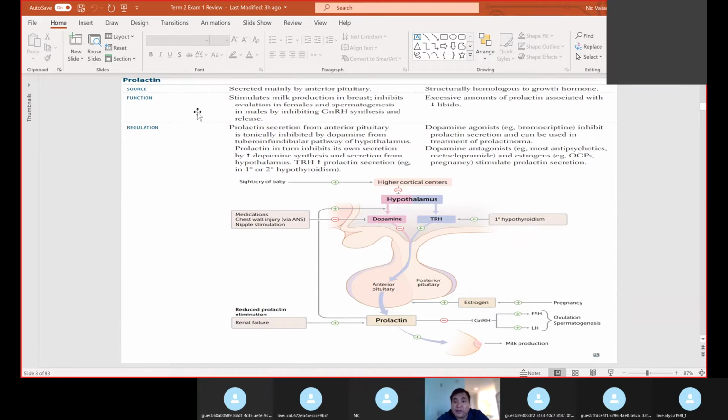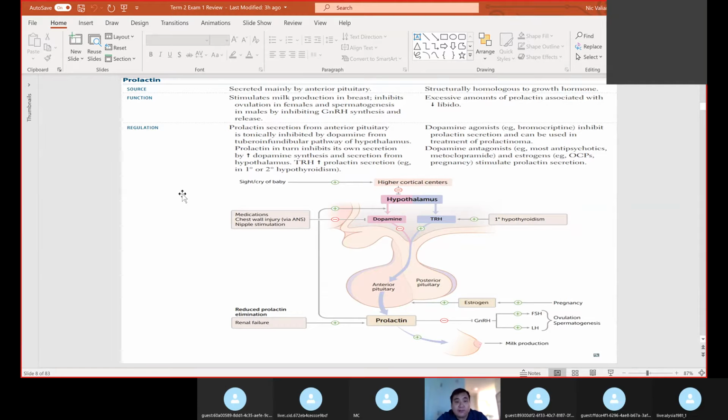Prolactin. Prolactin, what's the source? Anterior pituitary. It is structurally homologous to growth hormone. So clinically speaking, if you have someone with a deficiency in growth hormone, you need to check prolactin because they are structurally homologous to each other. What's the function of prolactin? Stimulates milk production, inhibits ovulation in females and spermatogenesis in males by inhibiting GnRH synthesis. So if you have excessive amounts of prolactin, it is associated with decreased libido.